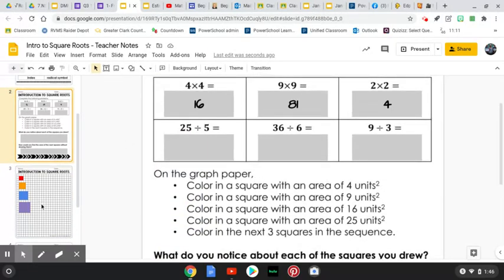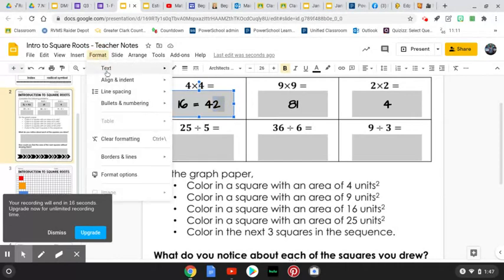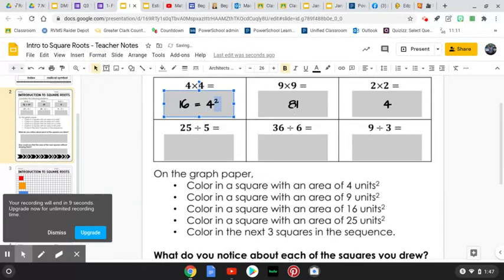So we'll come back to that, but what I want you to see is 4 times 4 comes with 16. 16 can also be written as 4 squared. And if you do not remember how to make this, it's superscript, which was, I believe, control something, but format, text, superscript is control and a period. So this is the same as 4 squared. Well, 81 then will mean 9 squared, right? 9 squared.